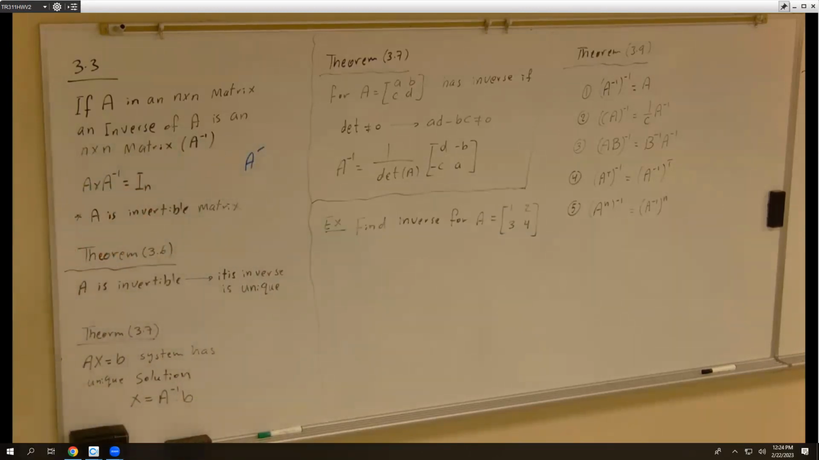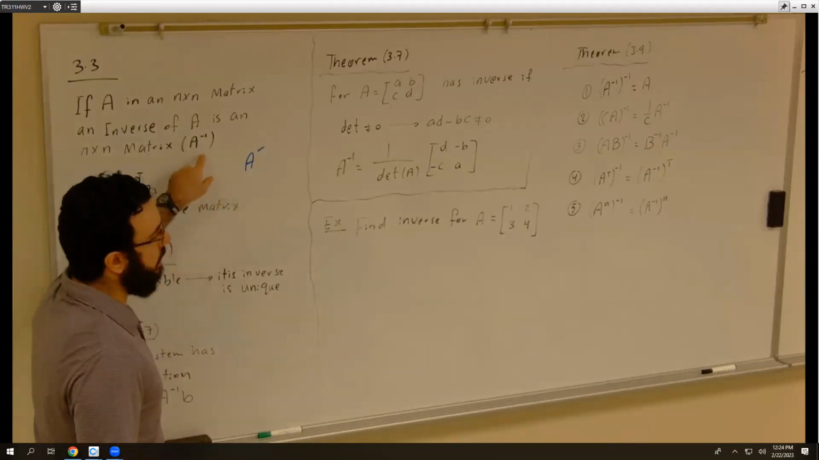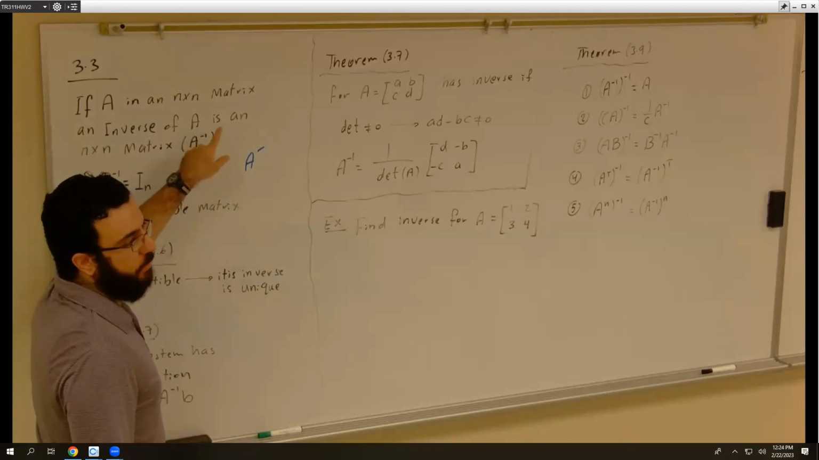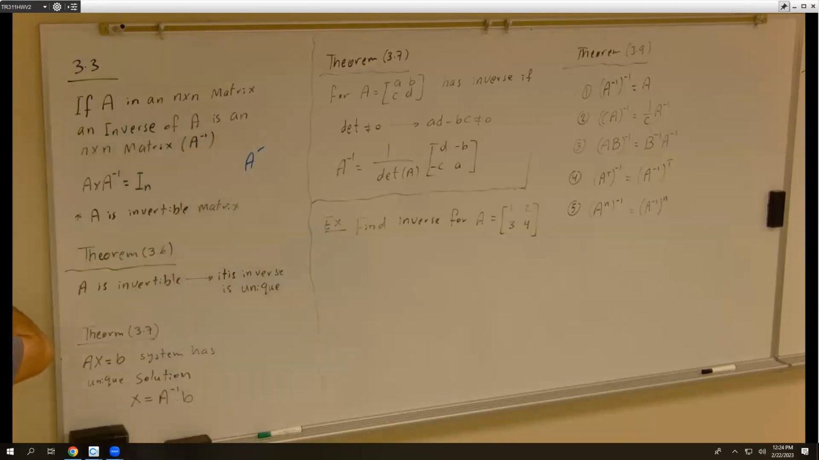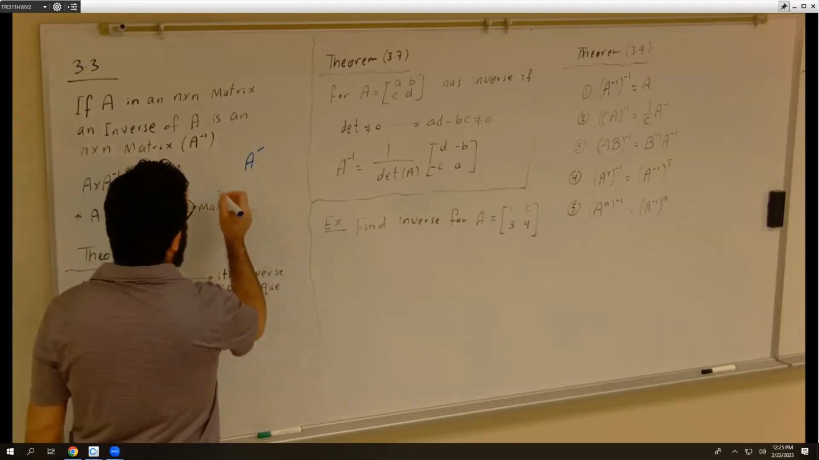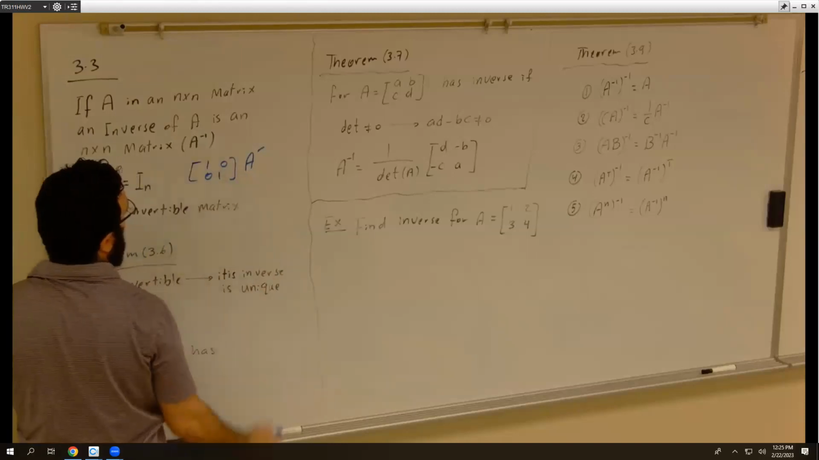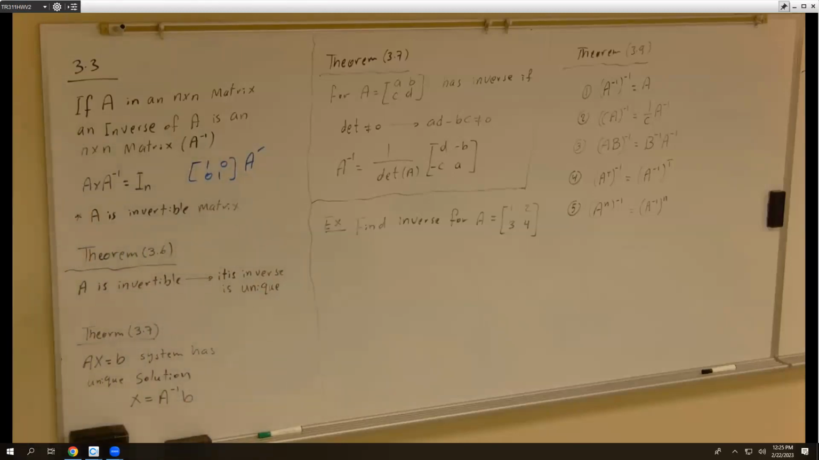Or -1. There is no -2. There is no -3. Just A is a matrix, and if it's -1, that means this is the inverse of the matrix A. If you multiply the matrix A with the inverse, the result is going to be the identity matrix. For example, the identity matrix for 2 times 2 is 1, 0, 0, 1. This is the identity matrix with size 2 times 2.